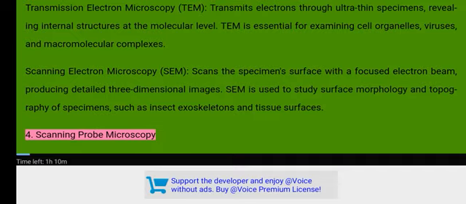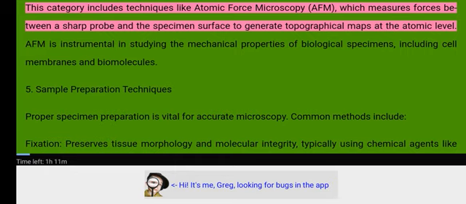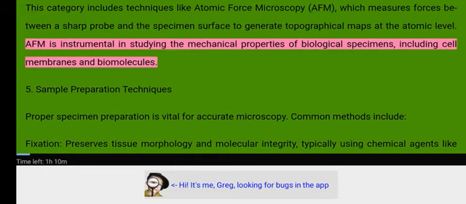4. Scanning probe microscopy. This category includes techniques like atomic force microscopy (AFM), which measures forces between a sharp probe and the specimen surface to generate topographical maps at the atomic level. AFM is instrumental in studying the mechanical properties of biological specimens, including cell membranes and biomolecules.